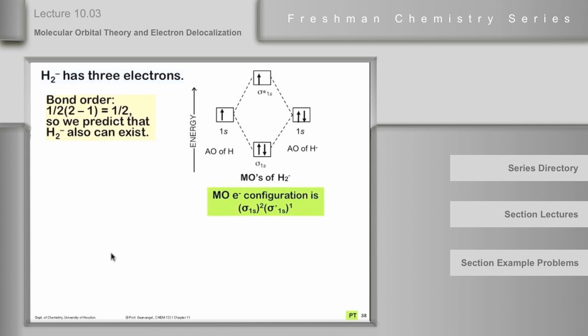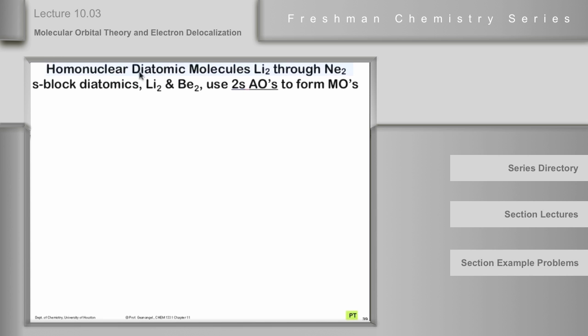All right, now let's take 1 step down in the periodic table, go to the second period, and talk about the elements in the second period, starting with lithium. The homonuclear diatomic molecules, lithium 2 through neon 2. That's going to be our focus for the rest of this course. The S-block diatomics, Li2 and Be2, use the 2s atomic orbitals. Not the 1s, but the principle is exactly the same.